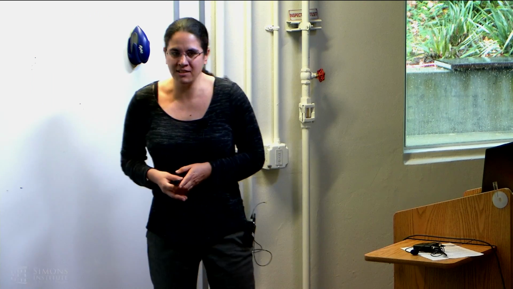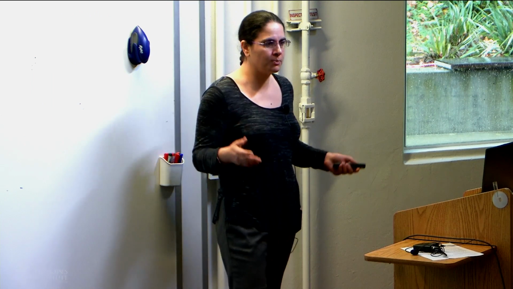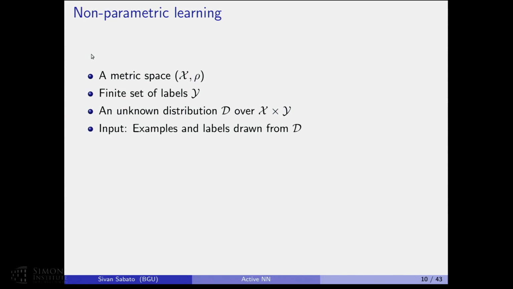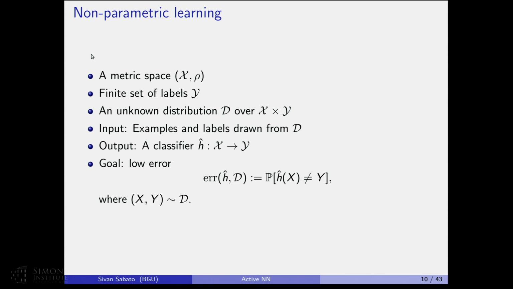Okay, so let's be a bit more formal. We're assuming some metric space X with some metric rho. There is a finite set of labels, so this is the multi-class setting. And we assume some unknown distribution over the examples and the label, the joint distribution. We have some examples and labels drawn from the distribution. This is our input, our training set, basically. And the output we want is just a classifier that gets examples and outputs labels. The goal here is to get a low error. So we want the probability of making a mistake on a new random pair to be small using our learned classifier.